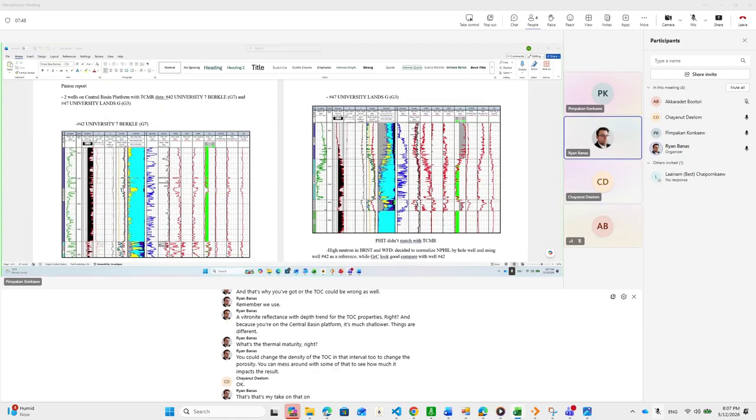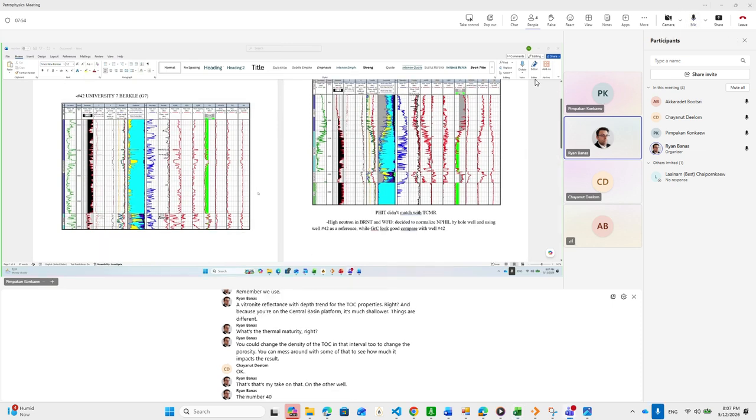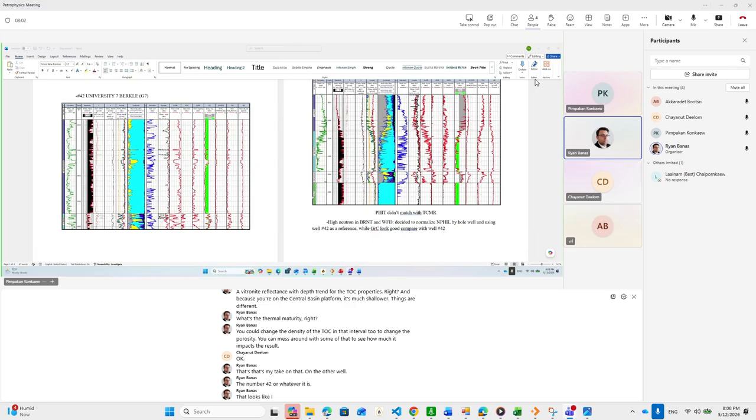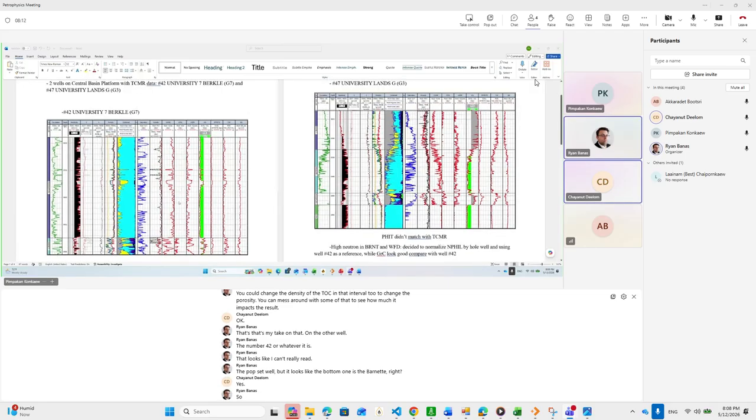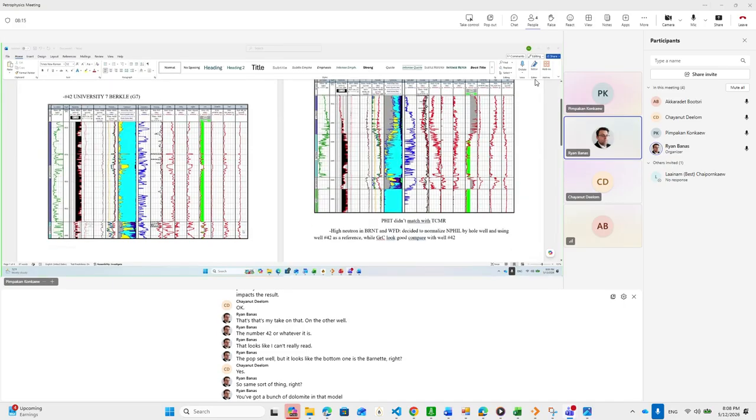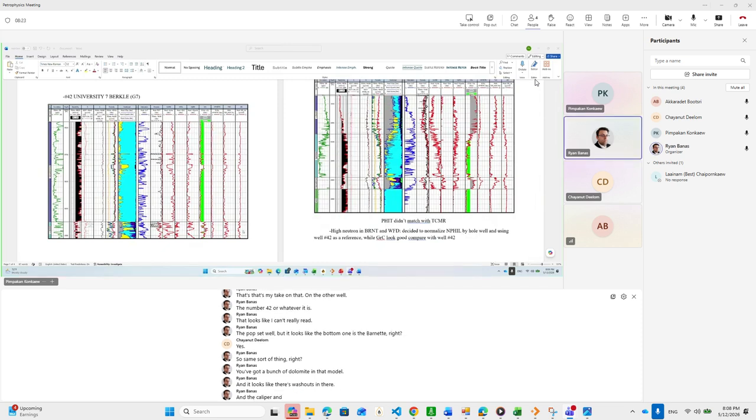On the other well, number 42 or whatever it is, I can't really read the top set well, but it looks like the bottom one is the Barnett, right? So same sort of thing. You've got a bunch of dolomite in that model, and it looks like there are washouts in the caliper and density correction curve, so the total CMR porosity is probably not quite correct.